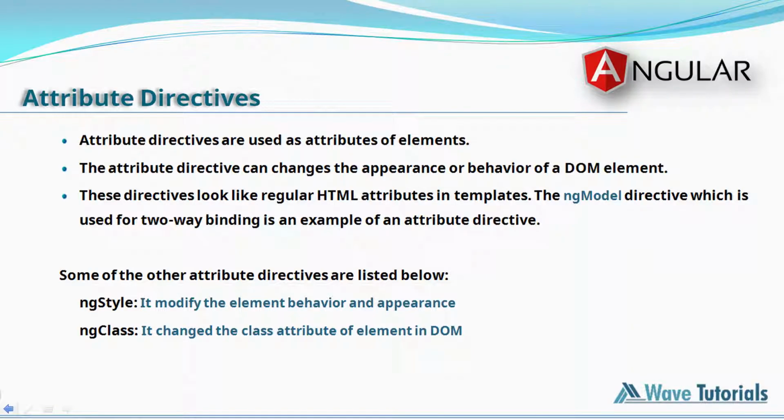Attribute directives are used as attributes of an element. The attribute directives can change the appearance or behavior of a DOM element. These directives look like regular HTML attributes in a template. The ngModel directive, which is used for two-way data binding, is an example of an attribute directive.